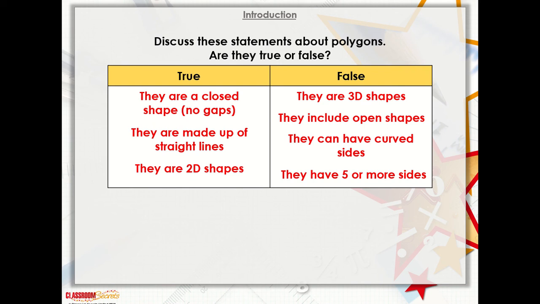Okay, I did say that all polygons have 3 or more sides. So we don't have any wibbly-wobbly shapes, no circles, nothing like that. Straight lines. And I did say they were two-dimensional. So if they're two-dimensional, it means it's false that they're 3D. We don't have open shapes. They can't have curved sides if they've got straight lines. They have 5 or more sides? No, well, I told you they were 3 or more sides. So I hope you got those right. Let's have a look at some examples of the questions you'll be coming across today.